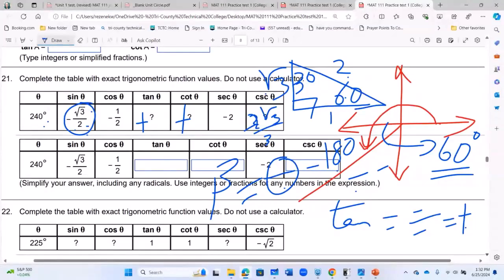All right, so then cosine is given to me, so no problem. Secant is negative 2. Tangent of 60 degrees is opposite over adjacent, so it is root 3. It better not be negative, because it's the third quadrant.